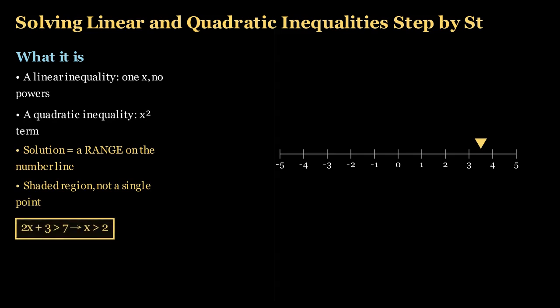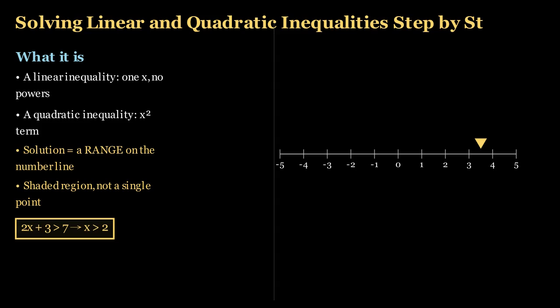The big shift from solving equations is that the answer is almost never a single number. It's a whole range of numbers that make the statement true, like all numbers bigger than 2, or everything between 0 and 4. We show that range by shading a chunk of the number line. So instead of one dot, you get a colored stripe.